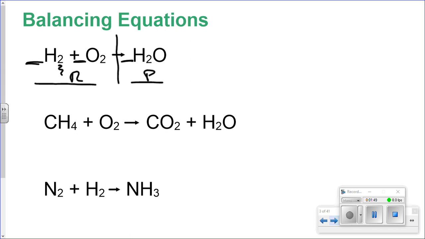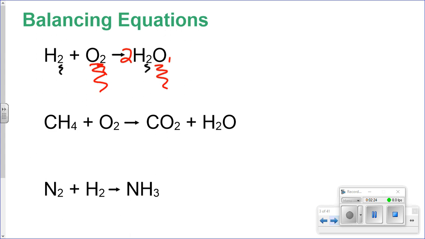Okay? So let me erase some of this stuff here. You'll notice that I have two hydrogens here, and two hydrogens here. We would say that those are balanced, okay? But you'll notice that here, there are two oxygens, but there's only one oxygen here, so those are not balanced. So the only thing you can do is put a number in front called a coefficient. That says that I don't have one, it says that I have two H2Os. So yes, it doubled the oxygen, so now there's two oxygens here to balance out these two oxygens here. So it's balanced, okay?